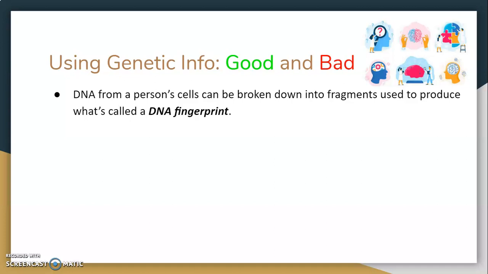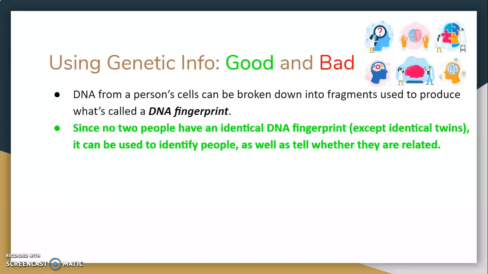DNA from a person's cell can be broken down and then fragmented into little sections, which we call a DNA fingerprint. With that fingerprint, since it's unique, just like a fingerprint, unless you're an identical twin, we can identify a person just with their DNA. We know that this is this particular person, as well as tell whether two people are related. Now, in order to be able to identify a person, we would need to have their data in a database.